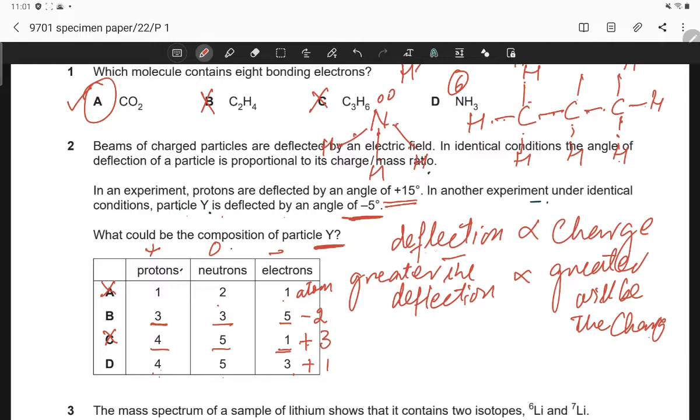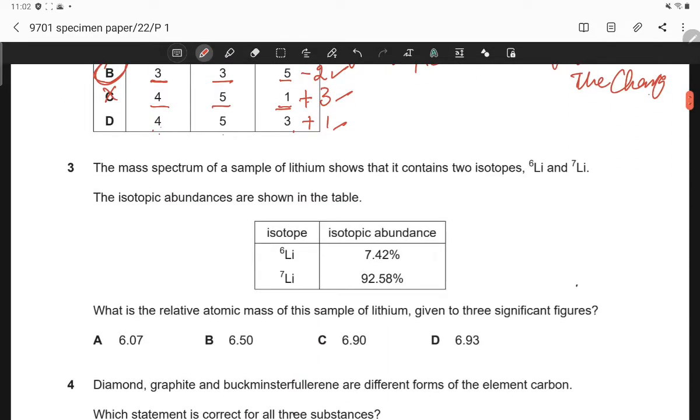So we know that deflection is directly proportional to the charge of the particles. The greater the charge, the greater will be the deflection. So plus 15 is more deflection, while minus 5 degrees is less deflection. So minus 2 is the lesser charge, plus 3 is more, plus 1 is more. This is an atom. So B is the best option, B is the answer.